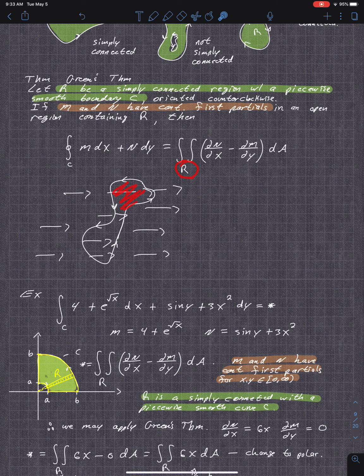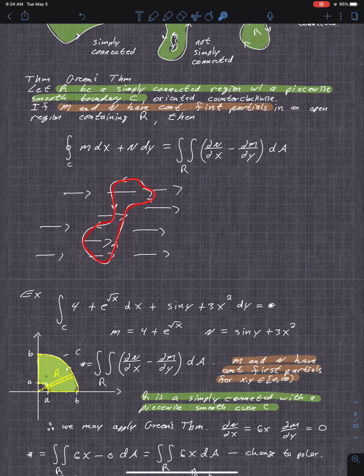So it's like you're integrating over the entire region. And then you just subtract the partials of N and M. So that makes things rather nice to calculate. Do have in mind, though, that we have a vector field acting on the curve. So you have a vector field going through here. That's the M and N part. And then this is the curve, so this is what you're integrating over.